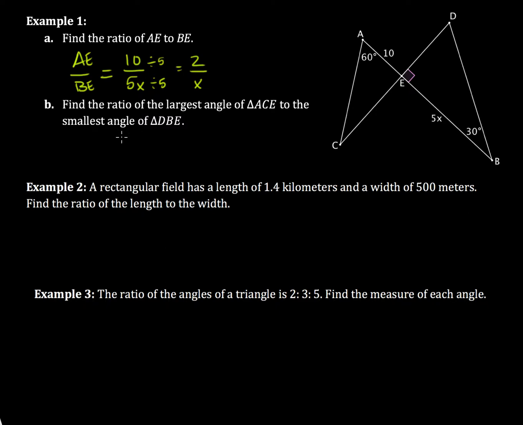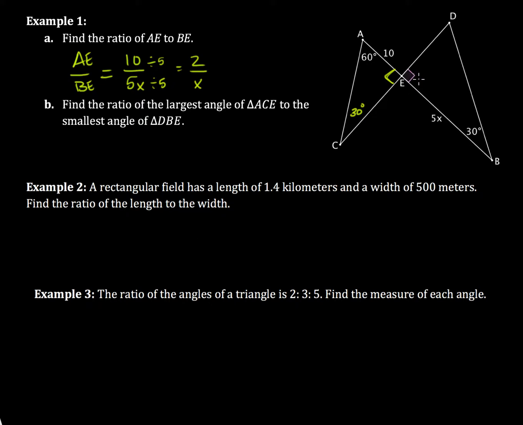Part B says find the ratio of the largest angle of triangle ACE to the smallest angle of triangle DBE. Well, let's look here for a second. What are the other angles? Of course, I have a 60-degree angle here at angle A. If I have a 90-degree angle right here, I know that this is also a 90-degree angle. And since this is a right triangle, these two acute angles should add up to 90. They should be complementary. So if this one's 60, that one's going to be 30.